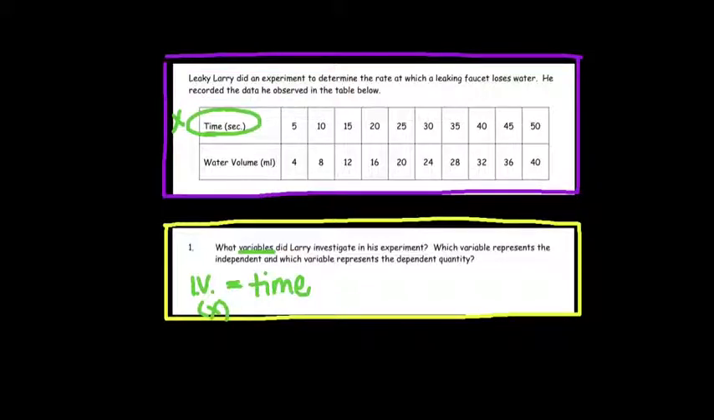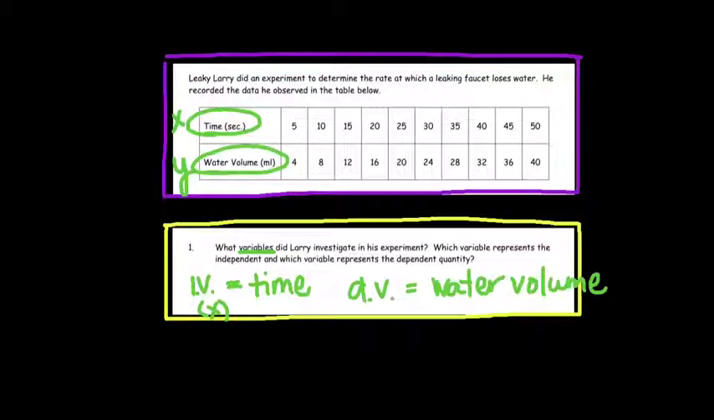Now, the dependent variable, the result of the independent variable, or the outcome of the situation, is in this case the water volume that we've lost. So the water volume is our dependent variable here. Notice that because it's the dependent variable, it is the y. Dependent variable is representative of the y in an algebraic expression.